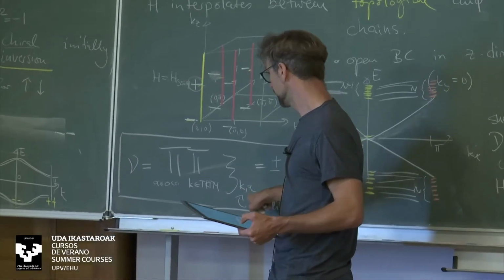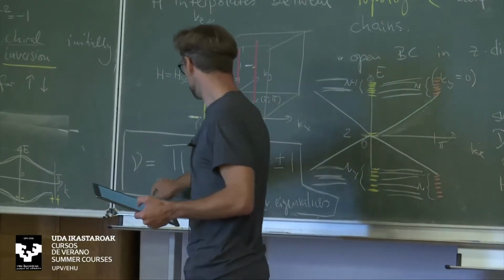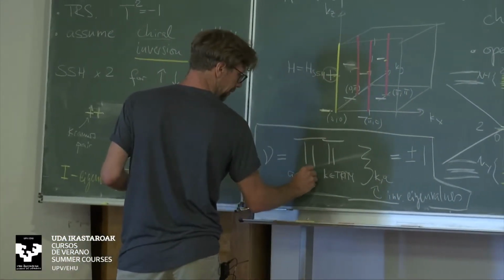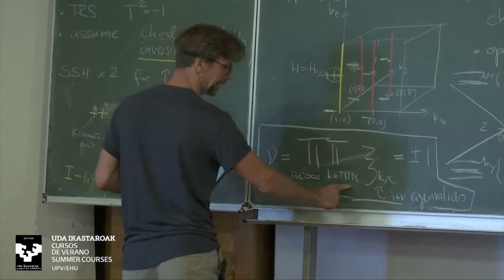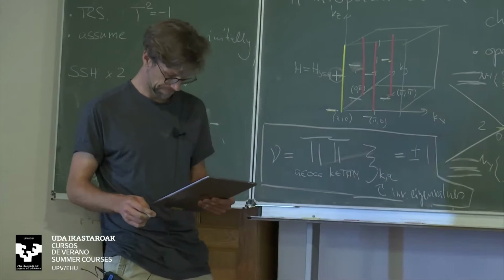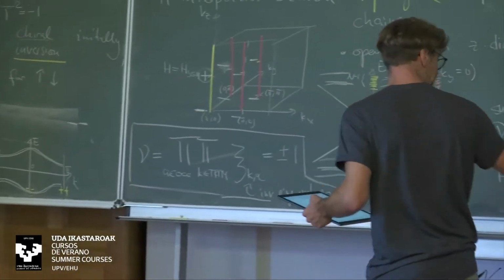Here, a is an element of the occupied bands, sorry, and k is an element of the TRIMs, the time reversal invariant momenta. Okay. Good. So that's that.